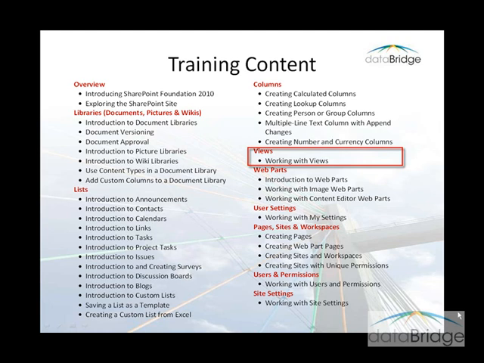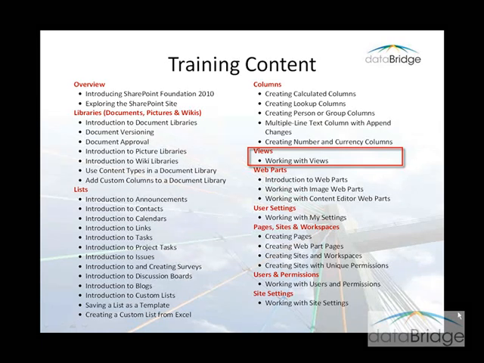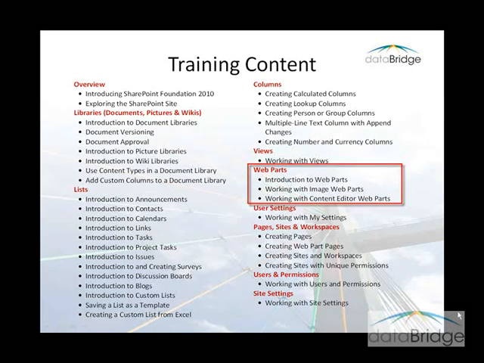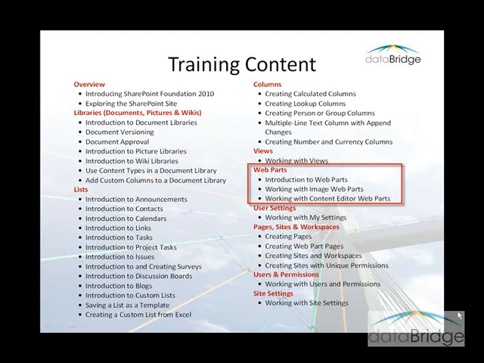We'll then get into the Views section, which is the ability to create reporting to be able to show the content of lists and libraries that best fit a particular purpose. Next, we go into Web Parts, which are the building blocks for a SharePoint site. Web parts are placed on pages and configured to present content such as text, images, or lists of documents in the most beneficial way for your site visitors.